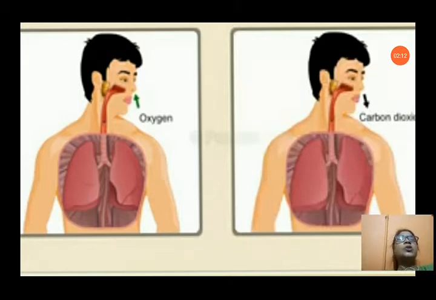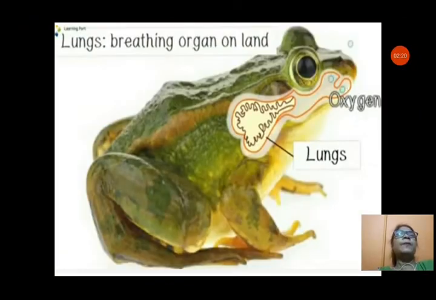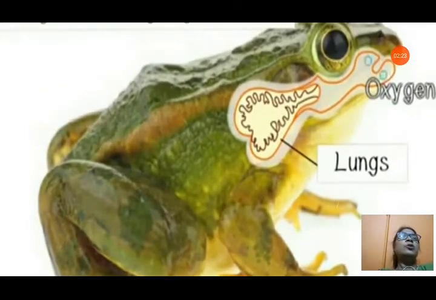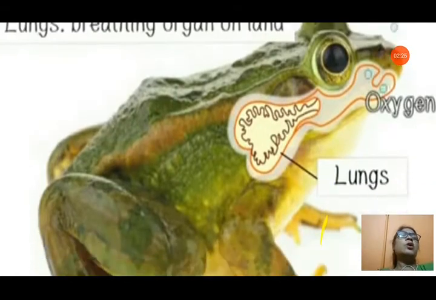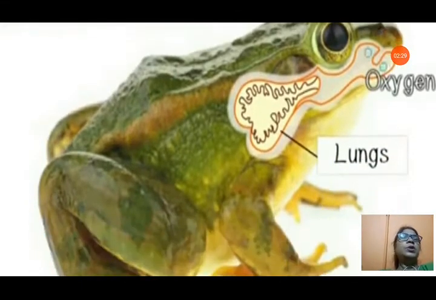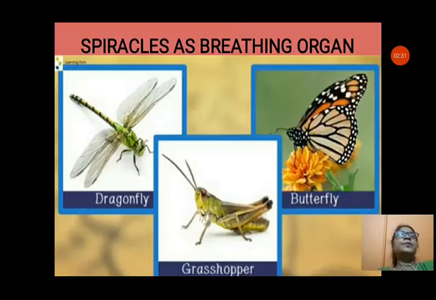So by the relaxation and contraction of the muscles, we can take in oxygen and give out carbon dioxide. Lungs, breathing organ on land. You can see amphibians, like the frog, they have lungs for breathing on the land. They breathe with the help of lungs on the land.